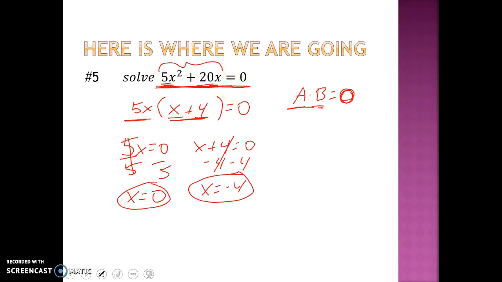And if I plug both of those numbers into my original equation, I will get something that's equal to 0. For example, if I plug a 0 in, 5 times 0 squared, well, that's 0. Plus 20 times 0 is 0, and 0 plus 0 is 0. So this one works when I plug it in.